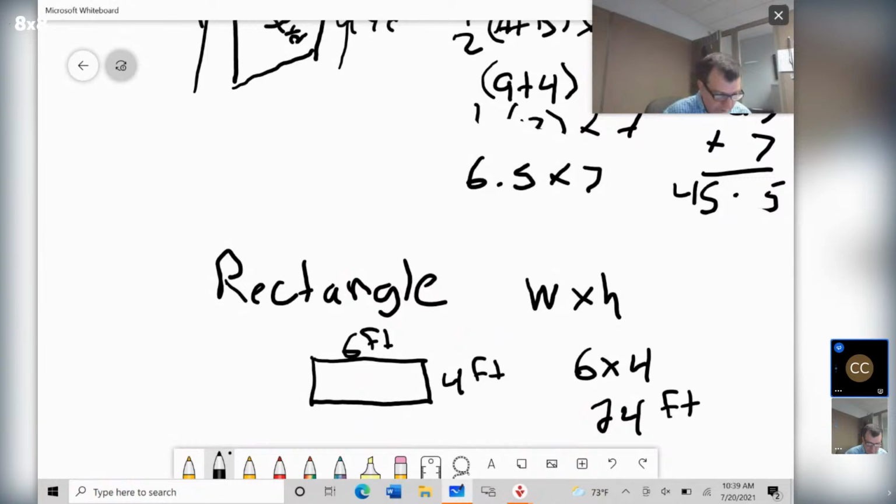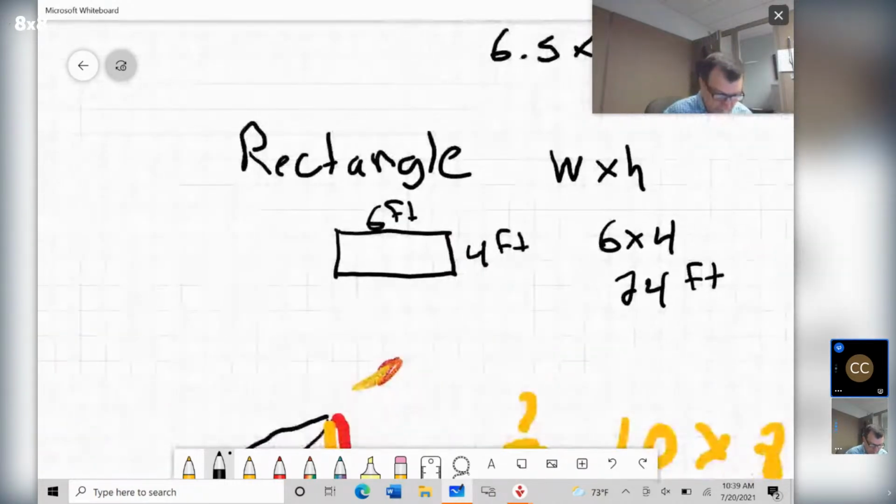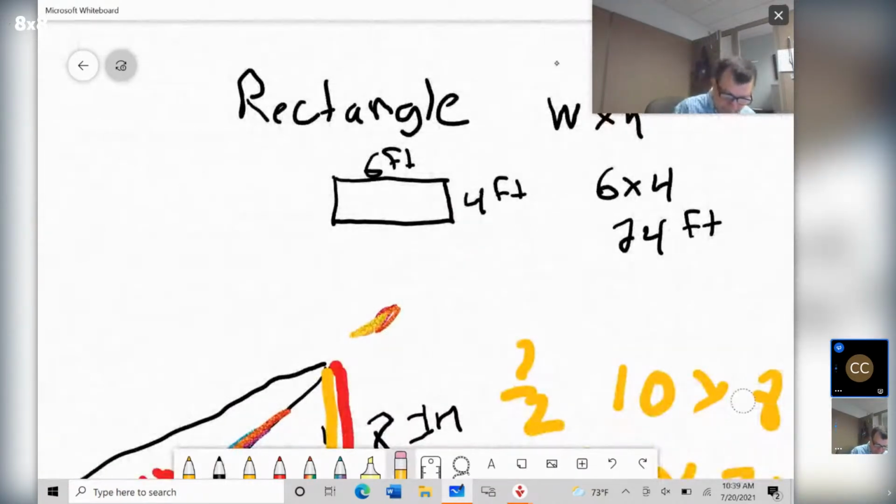Okay. Let's do another one, too, which is the square. Squares are going to be easy, too.